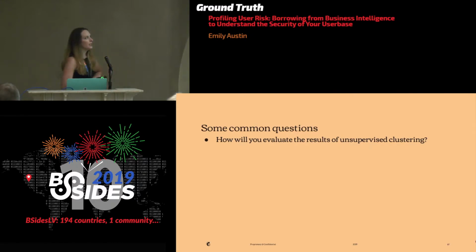Unfortunately, most techniques that allow you to formally evaluate the success of a clustering model require access to some sort of ground truth, some sort of labeled data.